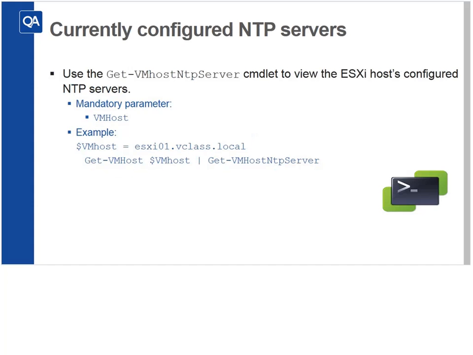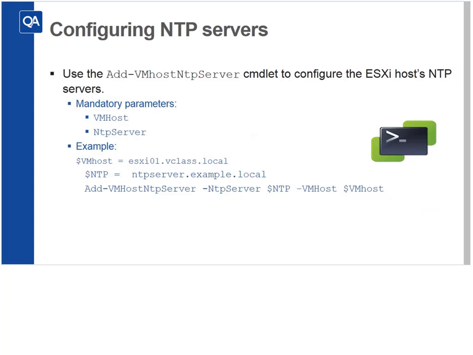If I'm messing around with NTP, I might not be the first one to mess around with NTP, so probably a good idea to find out what's out there first. Okay, so in this particular example, again, Get-VMHost, Get-VMHostNtpServer, we'll get the list of the currently configured NTP servers. If nothing comes back, that's when you may well want to play around with Add-VMHostNtpServer.